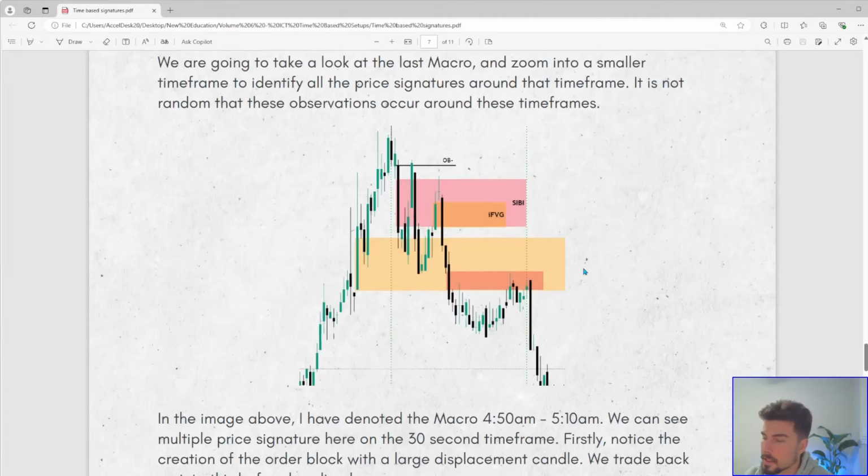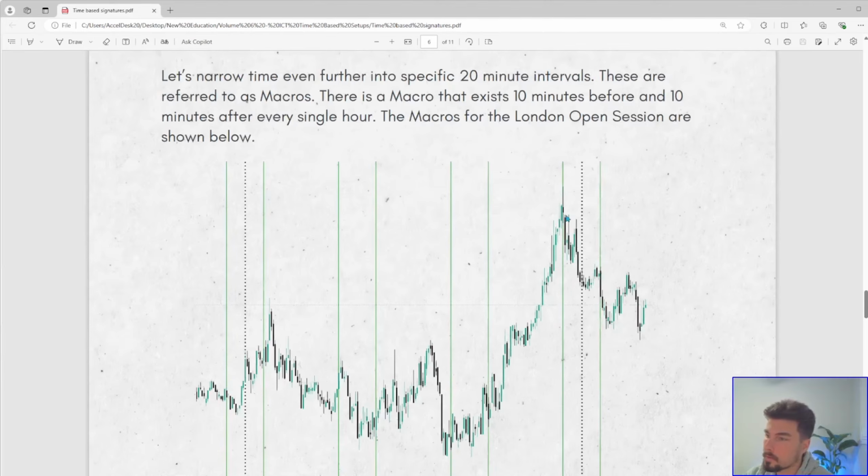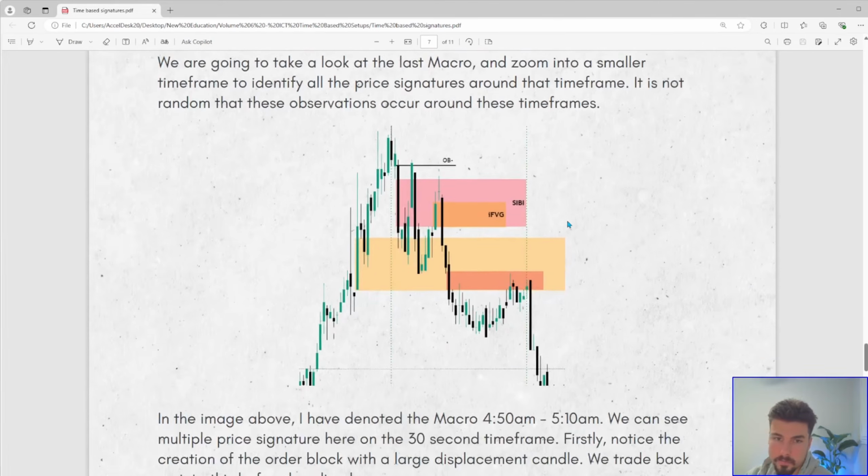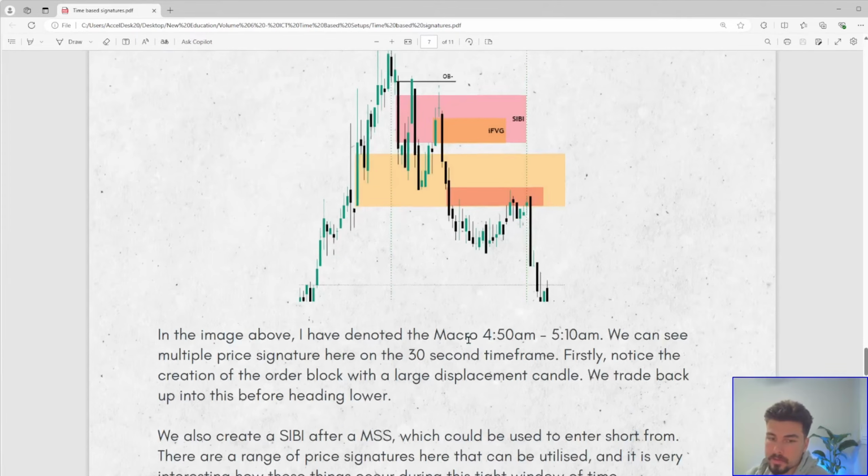I believe this is the 30-second, and this here is the 1 minute. Right, and I'd encourage you to back test this and forward test this as well. So have a little bit of a look, right? We've got a few PDRAs that I've marked here, and I've denoted obviously the 450 to 510 macro.